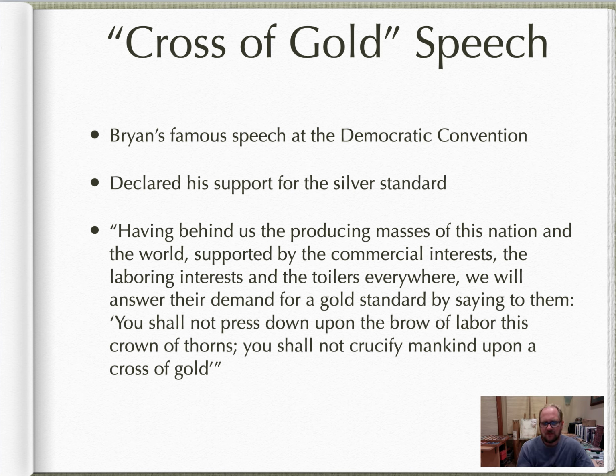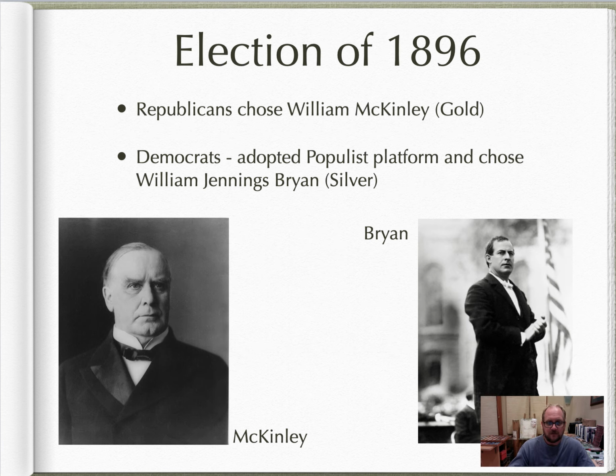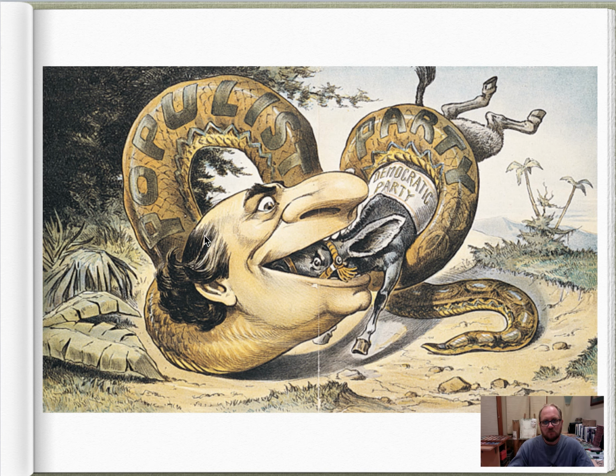So he was going to be the silver candidate, where McKinley will be the gold candidate. We see here Bryan, basically he has a populist agenda, swallowing the Democratic Party. Again, it's not going to be labeled the populist, but he's going to look very much like a populist when it comes to his agenda.